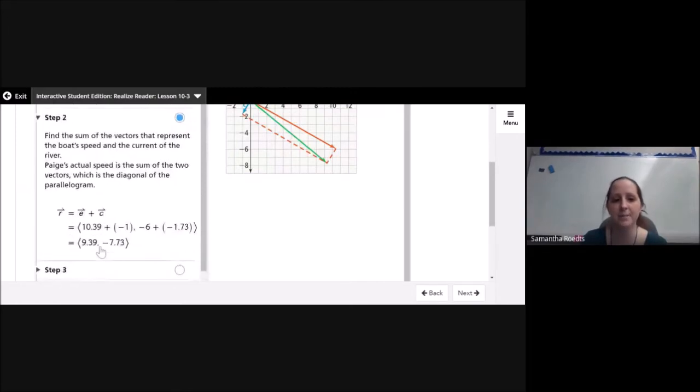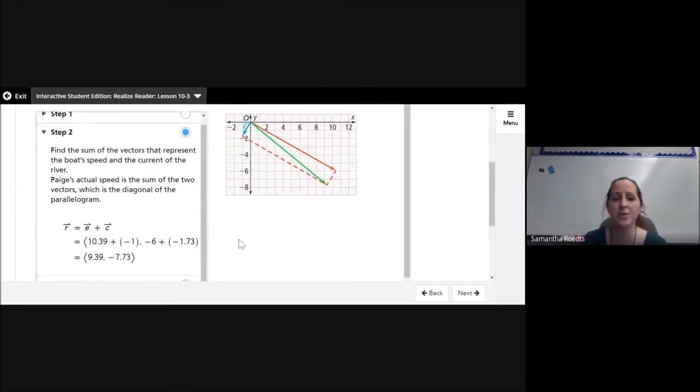My second step is to find the sum of the vectors that represent the boat's speed and the current of the river. Paige's actual speed is the sum of the two vectors, which is the diagonal of the parallelogram. So I do vector R, which is my actual speed, equals my vector E plus vector C.